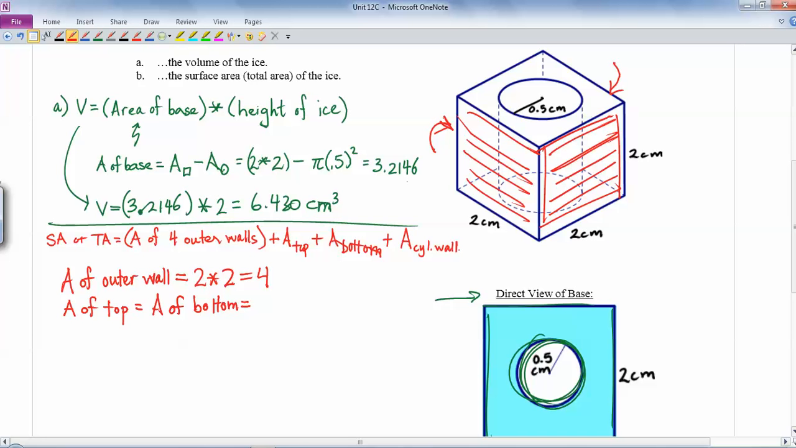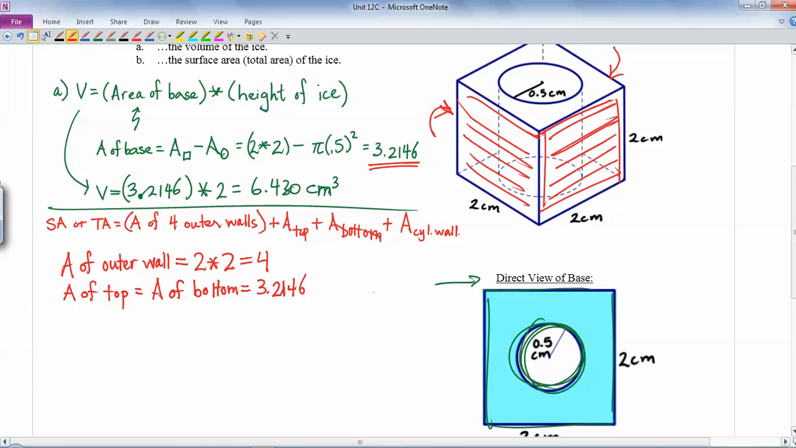And we figured that out already. That's the base. That's the 3.2146. What else? Oh, and then we need the cylinder wall. Okay, so the cylinder looks like this, and there's no top or bottom to it. It's hollow.